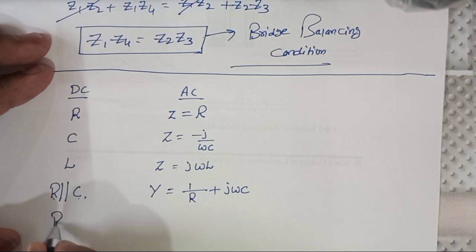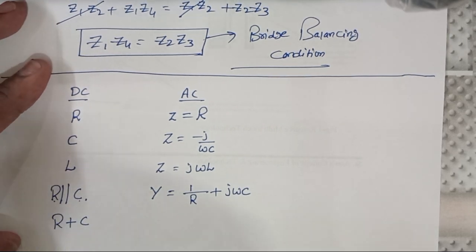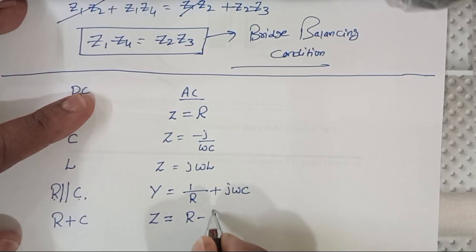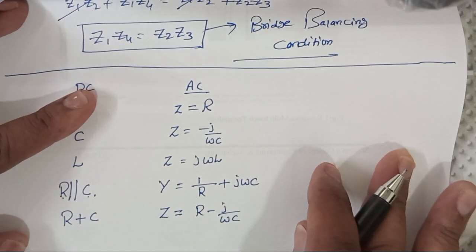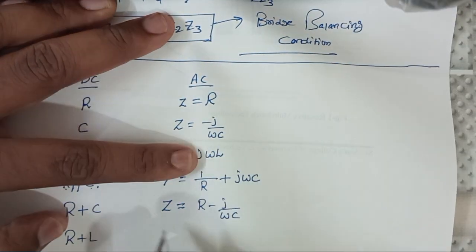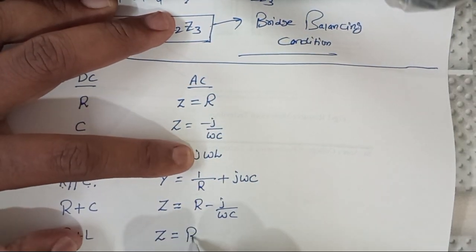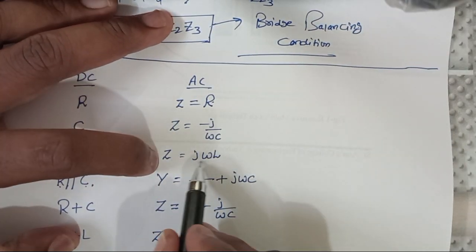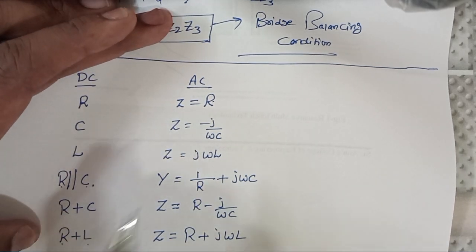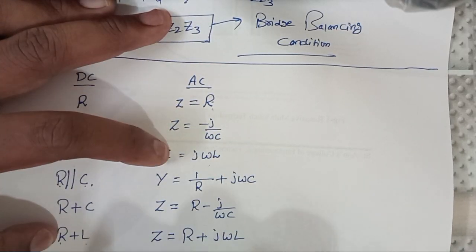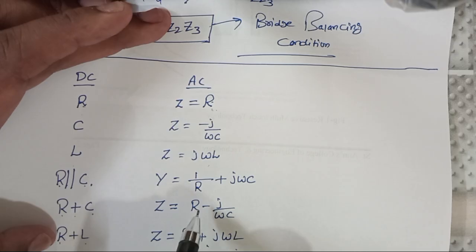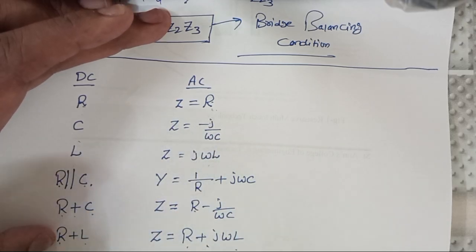Next, when resistance and capacitance are in series in any arm, the equivalent impedance Z is equal to R minus j by omega C. When resistance and inductance are in series in any arm, the equivalent impedance Z is equal to R plus j omega L. Similarly, for R and C in series, the R value is R and the C value is minus j by omega C. Like that we are presenting.